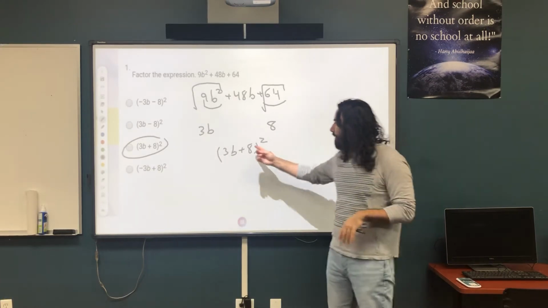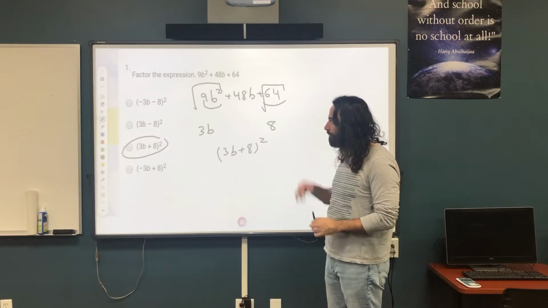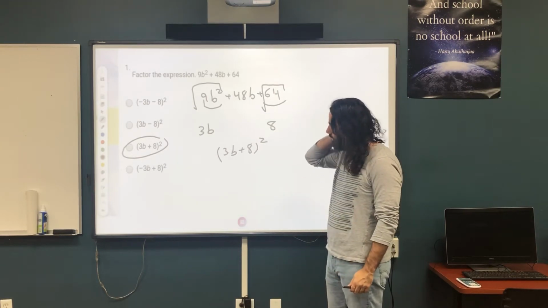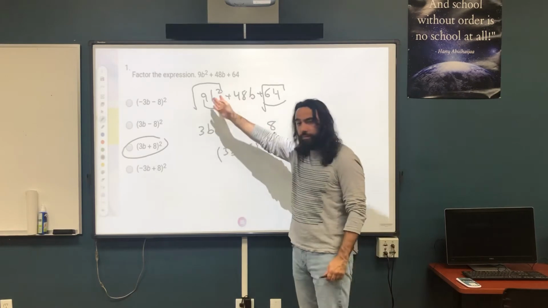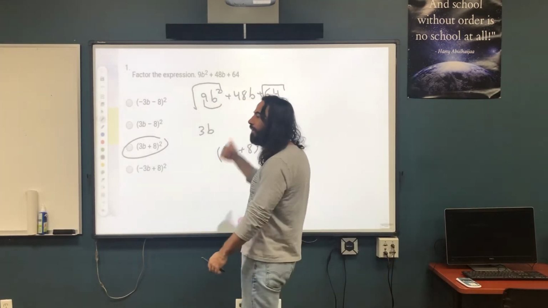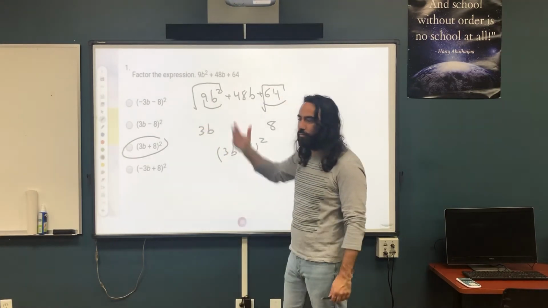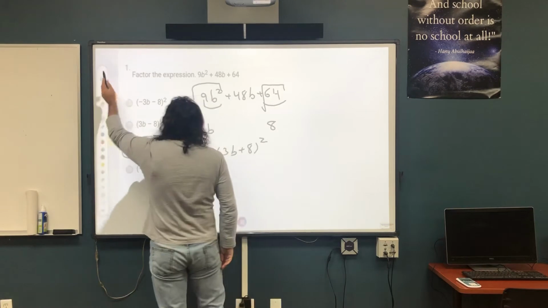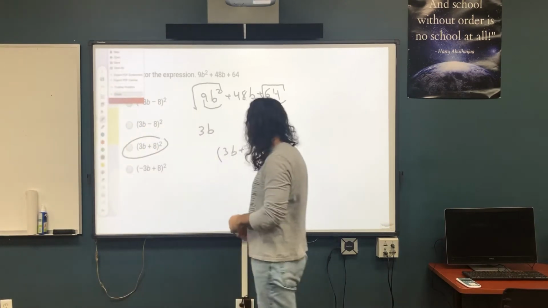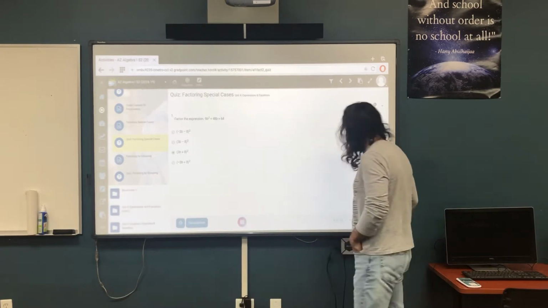Of course, if you simplify this parentheses, you're going to get the same thing. Do you have any questions, guys? That's it. Just do the square root of the first one and the square root of the last one, and you get the answer. In the previous lesson, we couldn't do that because we didn't have a square root. So, the answer is the third one.